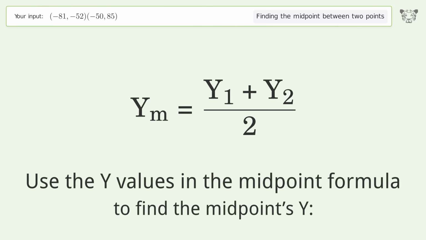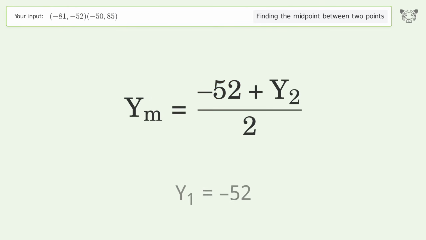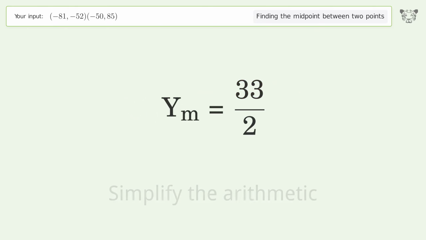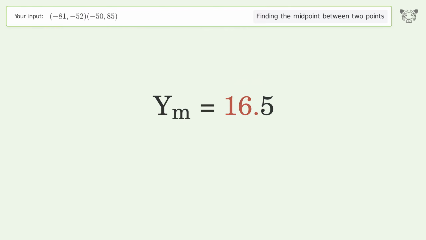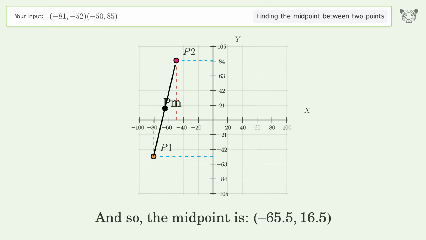Use the y values in the midpoint formula to find the midpoint's y. y1 equals -52. y2 equals 85. Simplify the arithmetic. And so, the midpoint is -65.5, 16.5.